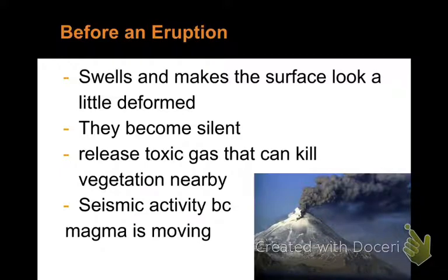Do write this down even though it's not bolded. And again, always summarize so you can write faster. So before an eruption, your volcano is going to swell up. And sometimes the volcano will actually start to look a little bit deformed. So say the volcano is more of a triangular shape, then the volcano might start to have a more curved, rounded shape as it swells up and fills with lava.